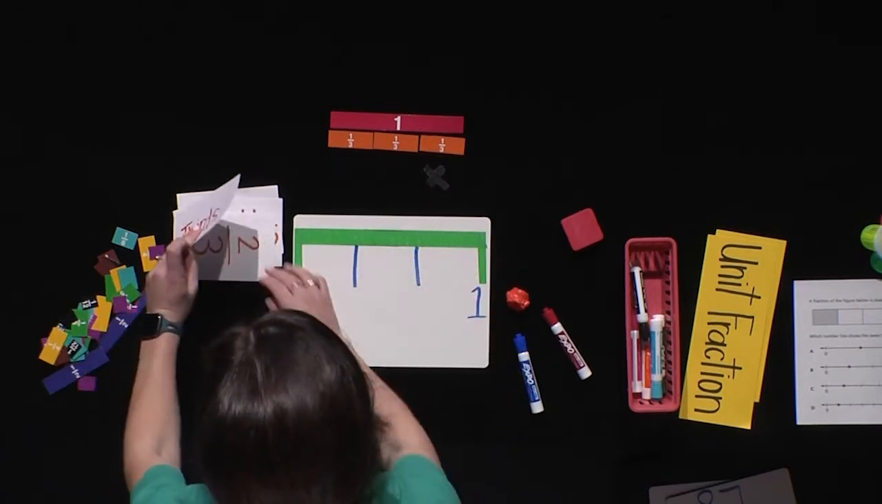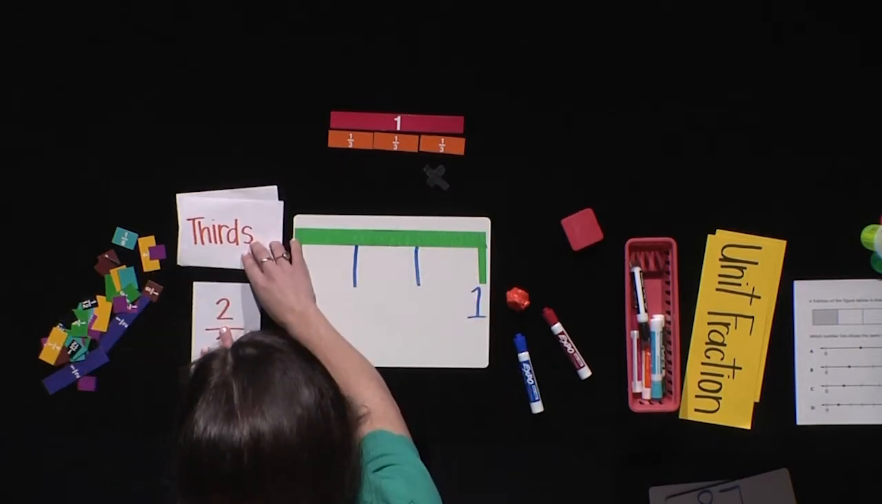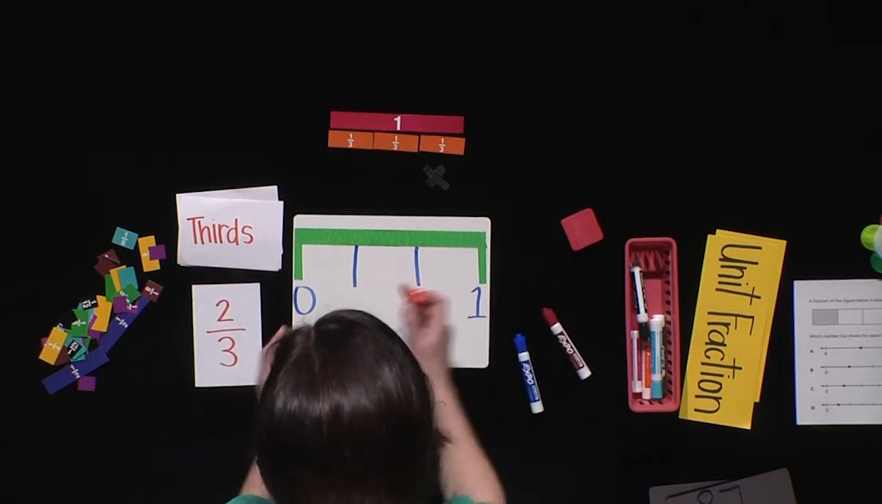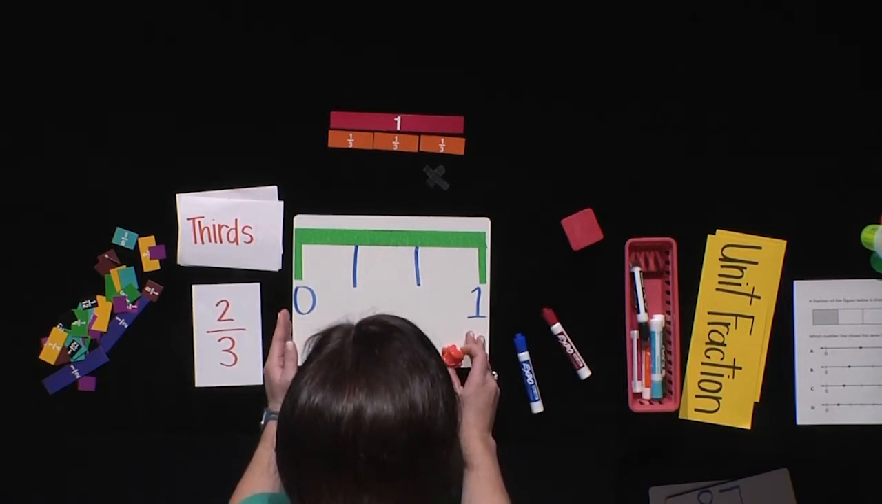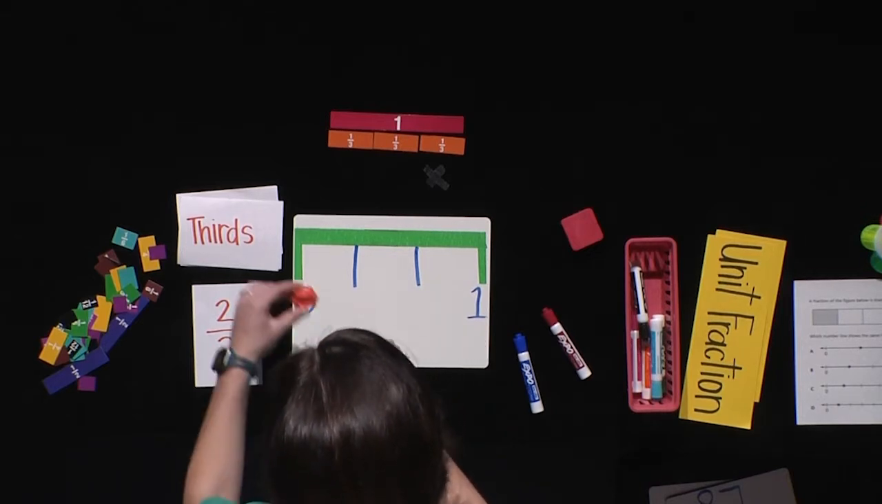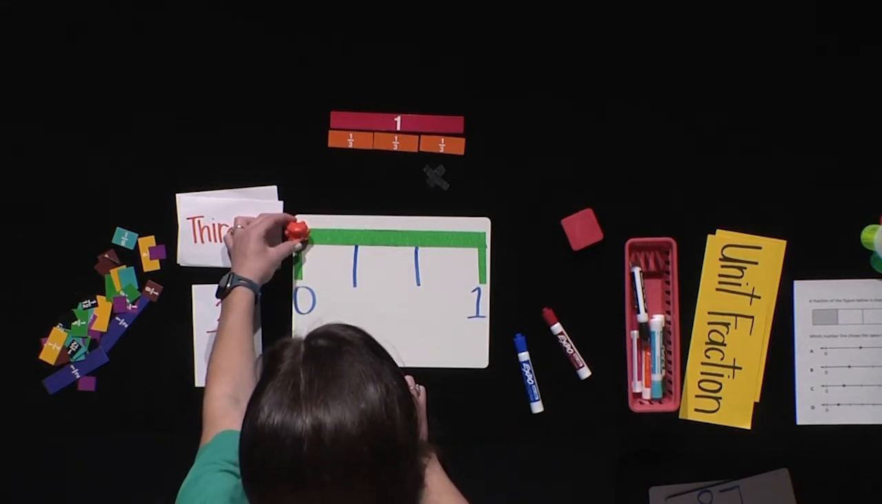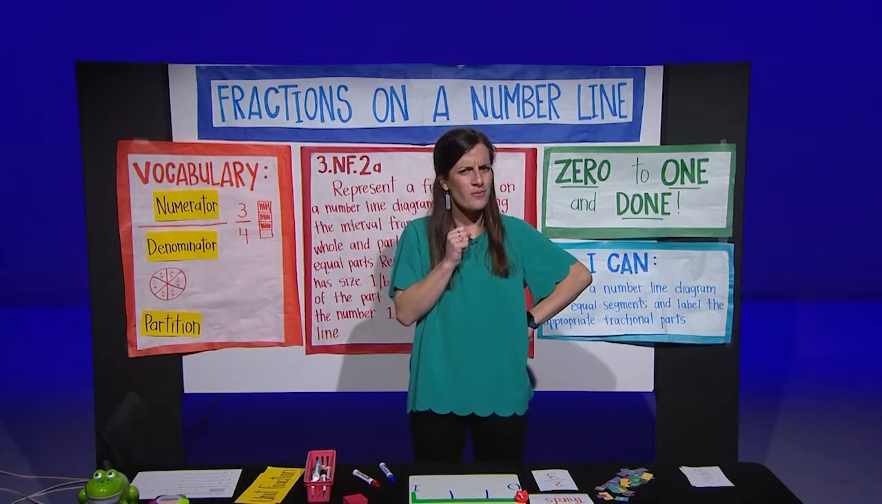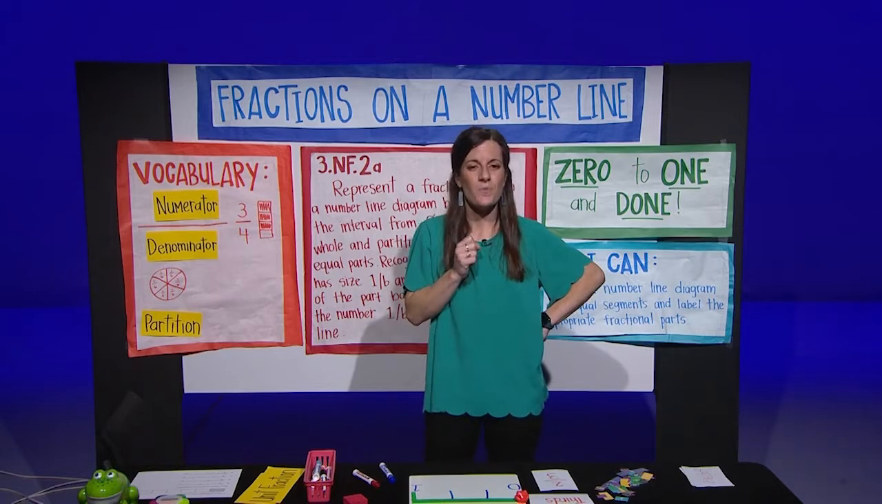Now, let's say that we want to locate where 2/3 is on a number line. Well, first, we need to make sure that we partition it correctly. So Hippity Hop Henry is going to help us jump from 0 to 1. Now, wait a minute. Do you remember our song? Let's do it one more time.